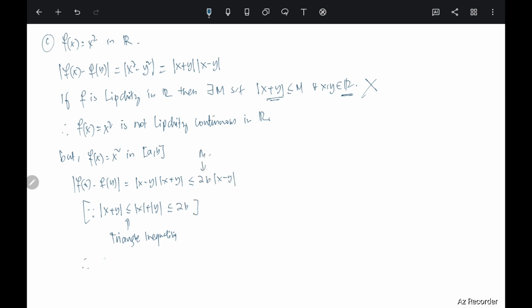So therefore f(x) equals x square is Lipschitz continuous in closed [a, b], with what Lipschitz constant? Okay, what is the Lipschitz constant? 2b, right? Okay, so I hope this is clear to you, that whether it is Lipschitz continuous or not.